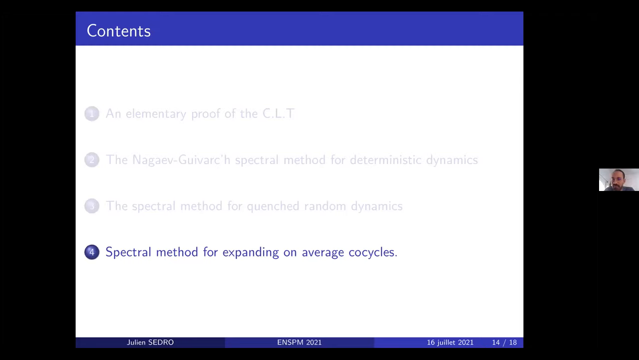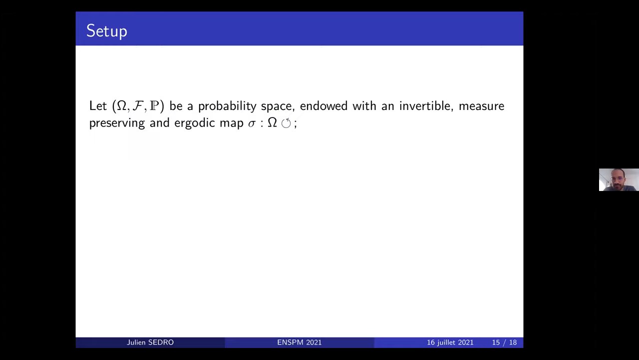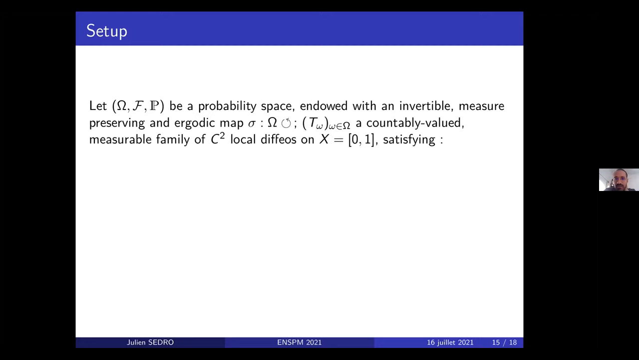Let me describe an example where this uniform in omega property does not hold and explain to you what type of result we obtain with Davor. So the setup is the same as before. You have a base space and map. You have a countably valued family of C2 local diffeomorphisms on the unit interval that satisfy the following assumptions.